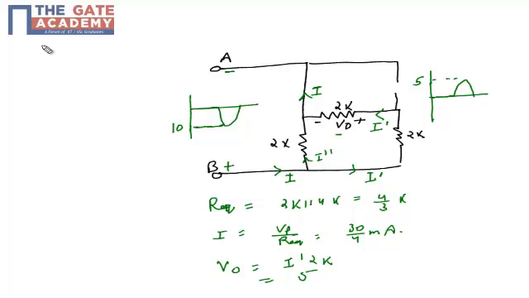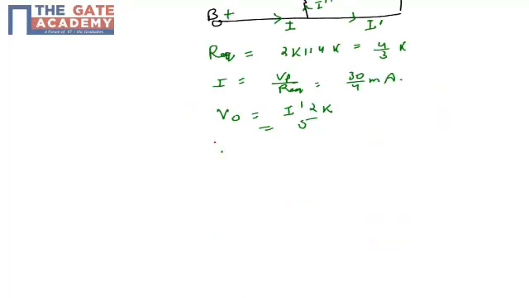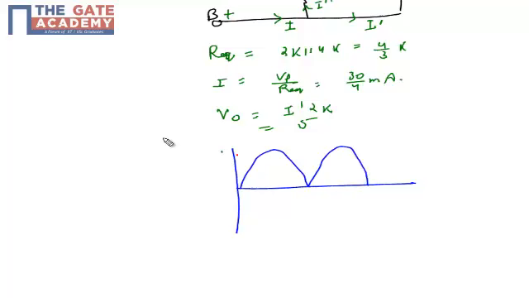So I can draw my overall output voltage for positive and negative half cycles, which will be something like this, of magnitude 5. For the positive and negative half cycles, my output will be a full wave rectified output. So the correct option of this question is option D. Thank you.